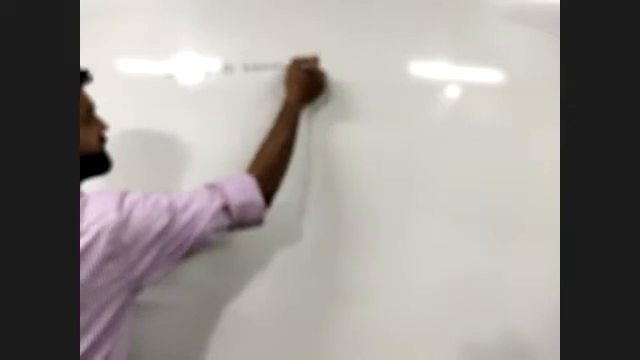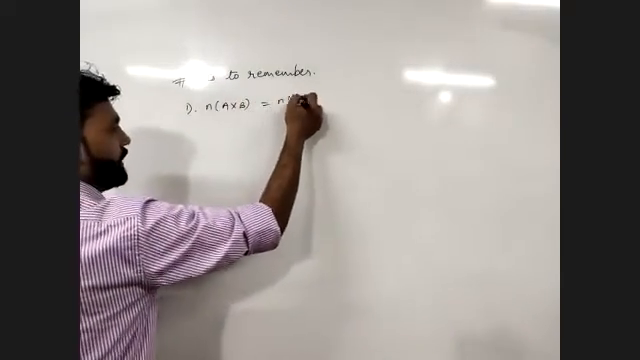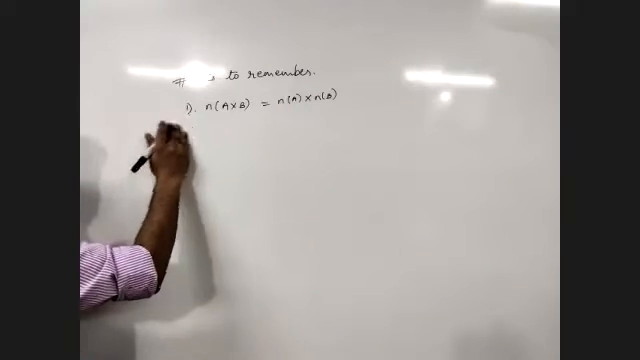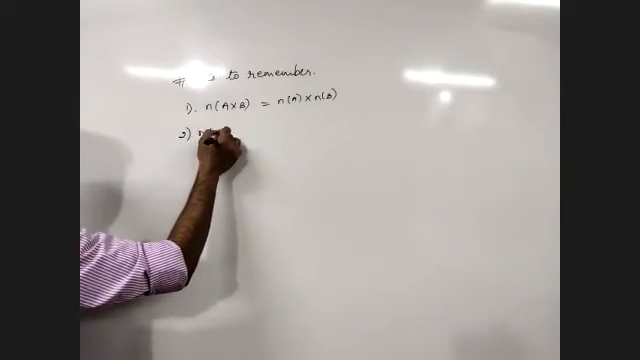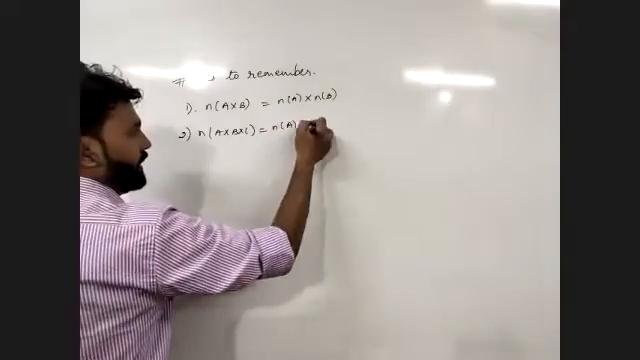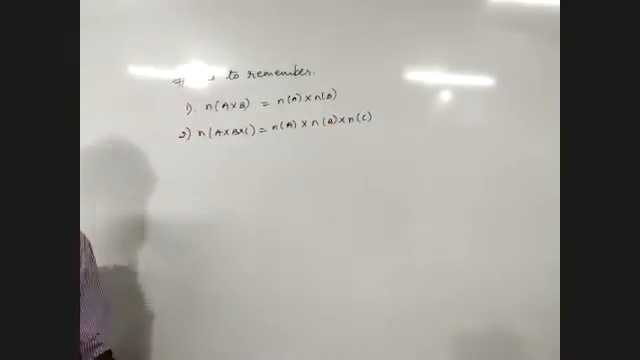Just a few things to keep in mind. Look at the board. n(A cross B), that is, the number of elements in the Cartesian product A cross B, will always be equal to n(A) into n(B). And if it is the Cartesian product of three sets, A into B into C, then it will be equal to n(A) into n(B) into n(C). Clear?